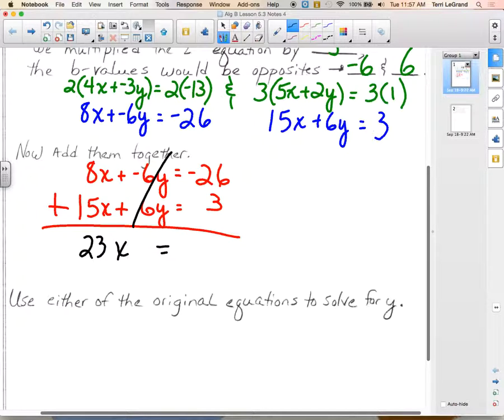What's negative 26 plus 3? Negative 23. Okay. So what do we get for x? Negative 1. Okay, so x equals negative 1.